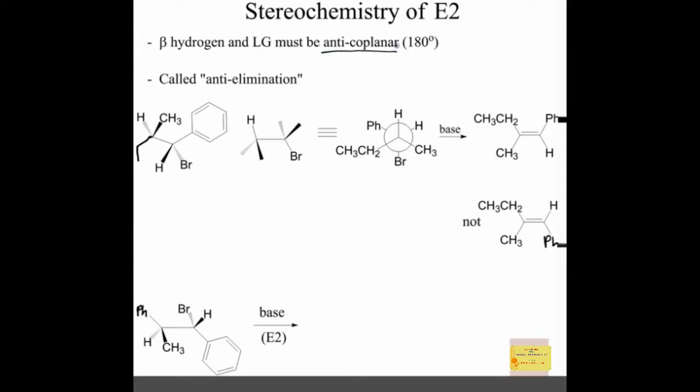That's the relationship we described when we looked at Newman projections. We said two groups were anti if one was straight up and one was straight down, right? Or anytime they have a 180-degree dihedral angle. So that is the required relationship of the leaving group and the beta hydrogen. And for that reason, the E2 is described as anti-elimination. So let's see an example of this.